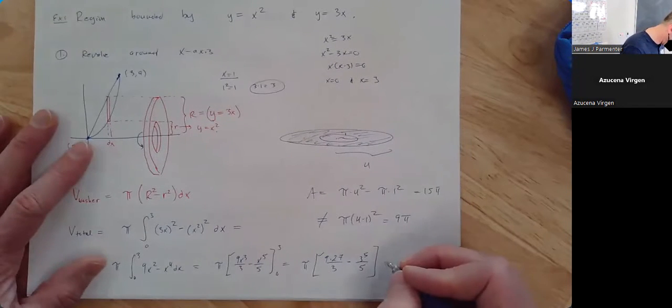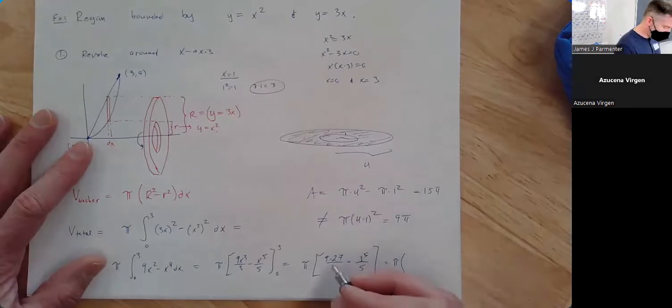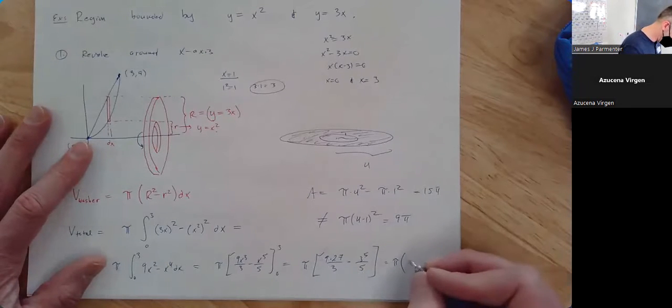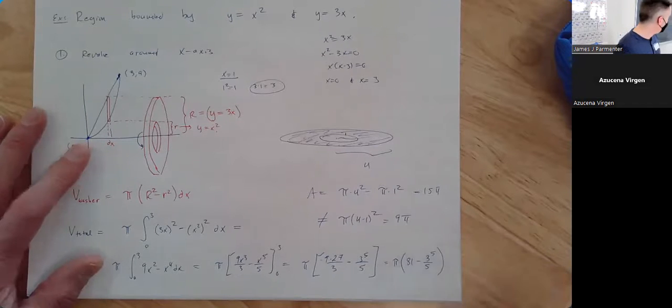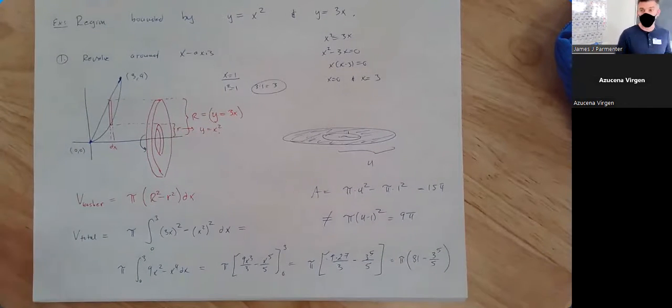I guess I could do one thing. That's pi times 9 over 3 is 3, and 3 times 27 is 81, minus 3 to the 5th over 5. So the point really is just that we can evaluate this without too much effort here. Yeah, I think that's good.